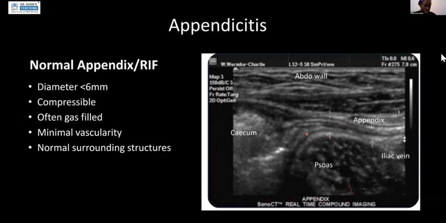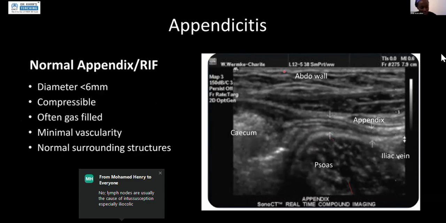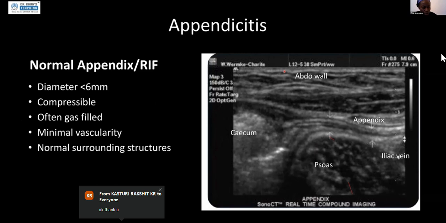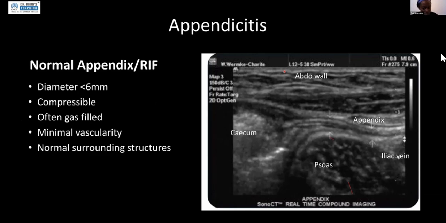If I'm really struggling to see the appendix, I do a couple of things. I try pressing harder or less hard, because if it's compressible, you might be squashing it, or you might not be moving the bowel gas around enough to see the appendix. So just change your pressure. I also get my patient to go decubitus and try bimanual compression, with one hand on their back and the probe on the front of the abdomen, to move that bowel gas out of the way so I can see the appendix. Sometimes I'll also get them to empty their bladder, because that moves things around. So there are lots of different tips and tricks you can try to find your appendix.